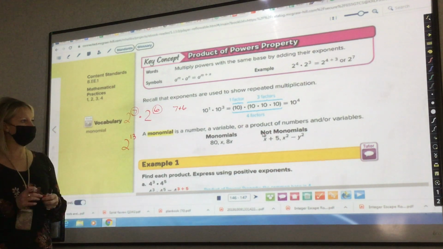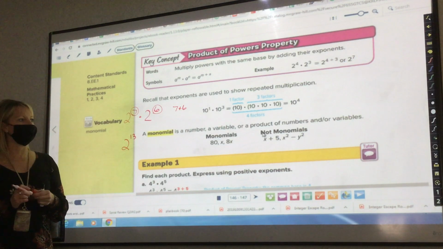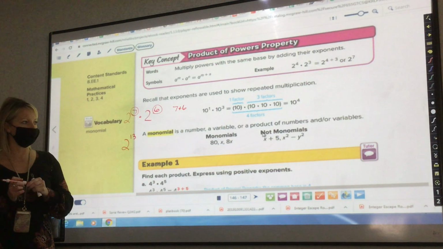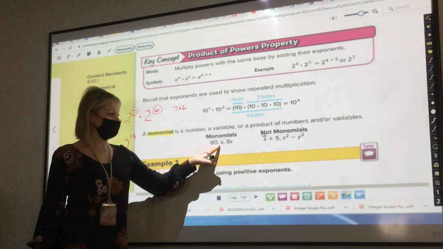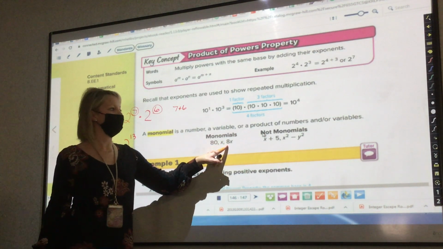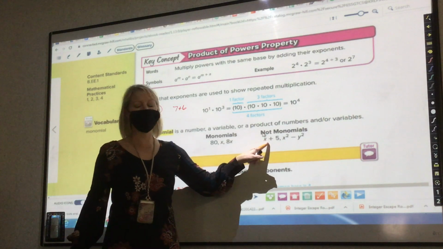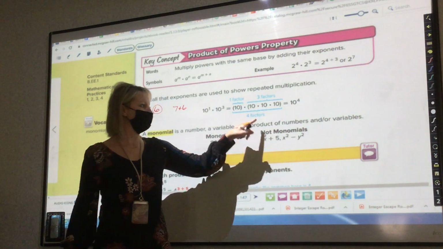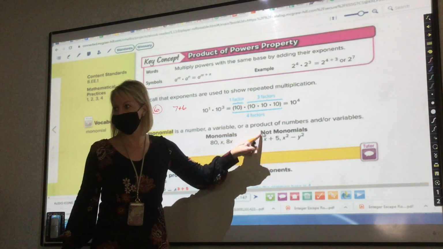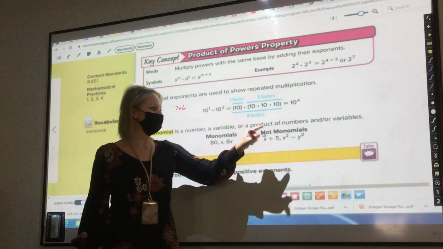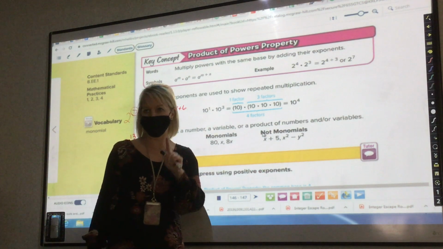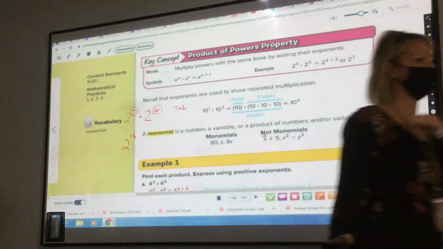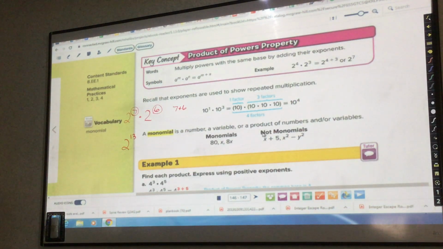A monomial is a number, a variable, or a product of numbers and or variables. So I can have 80x and 8x because that's multiplying. It is not x plus 5 because that's not a product. Product means to multiply. Do you guys understand that? And it's not x squared minus y squared, because it can only happen with multiplying and dividing. It cannot ever happen with adding and subtracting. Know that. It's only multiplying and dividing.